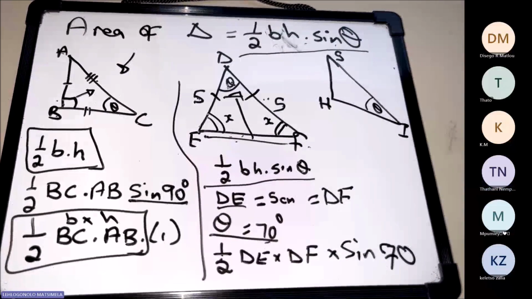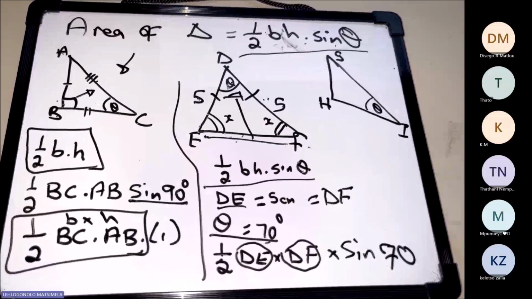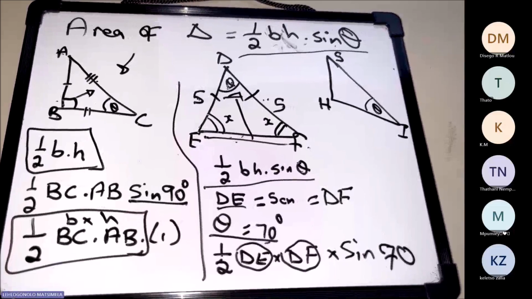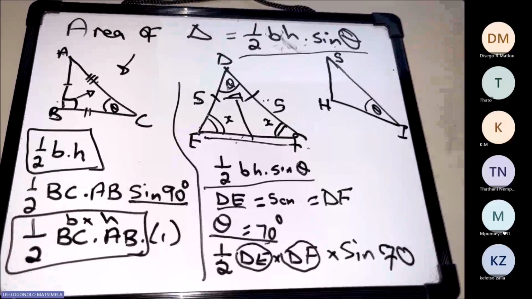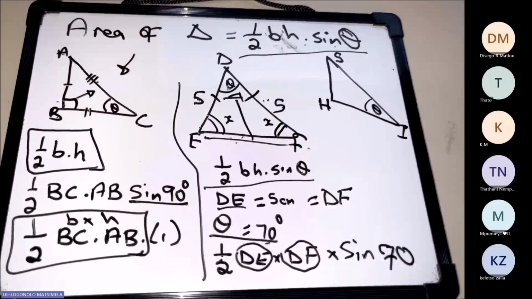Then you will still get the same value. Remember, when DE is 5, you put 5 here. DF is 5, you put 5 here. Then you will get your values, and then you will have the area of the triangle. That is how it works. So make sure that the triangle is either complete with the two sides, and for the other side that is missing, it has an angle.